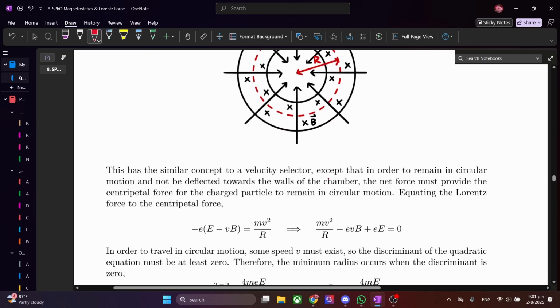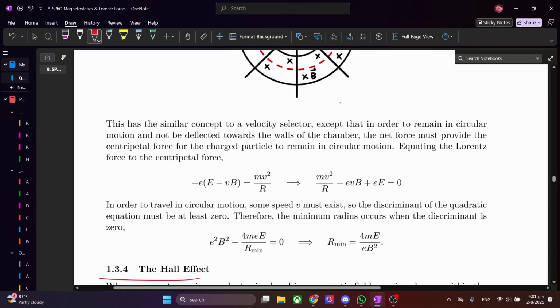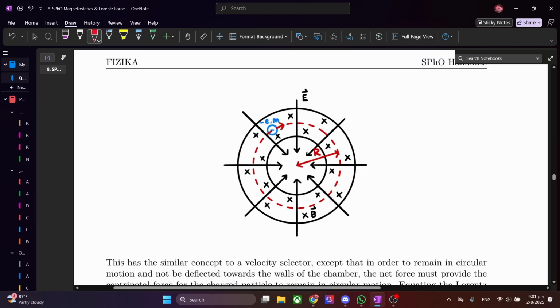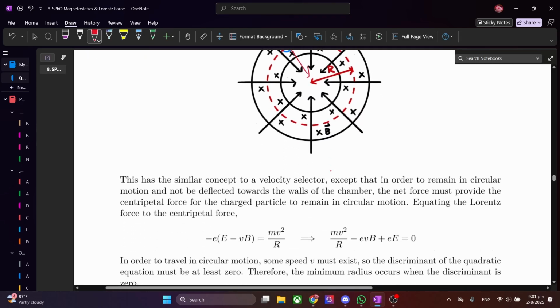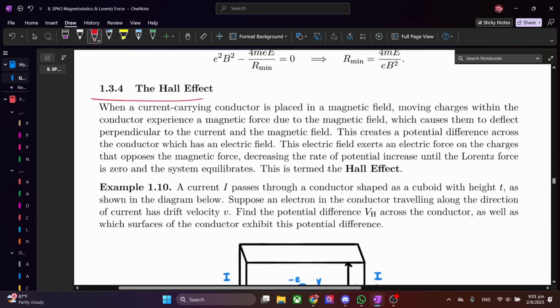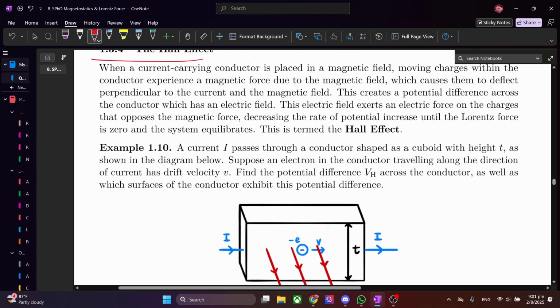Here's another example. I'll just leave you to read this yourself. It's not that difficult a concept. It's similar to a velocity selector, except this time you need an extra centripetal acceleration. The Hall effect is where potential differences can be created across conductors if they have a current through them as well as a magnetic field.